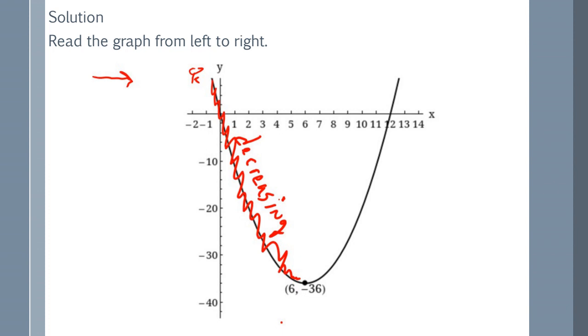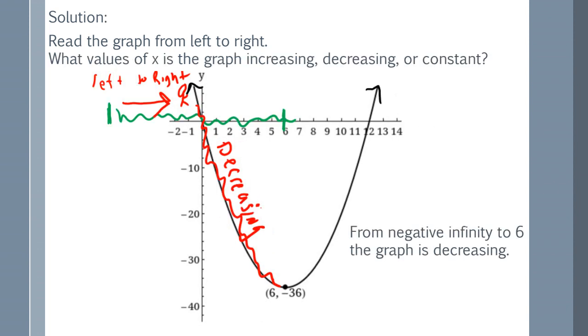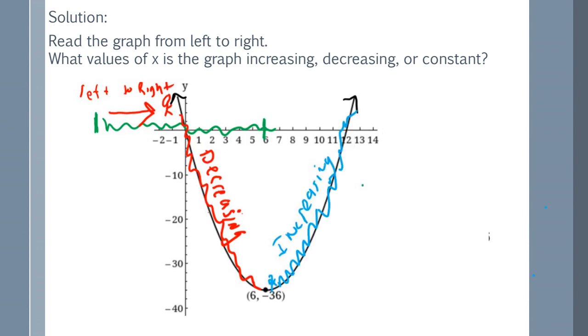Again, we're reading the graphs from left to right. From negative infinity, the graph is going down, down, down, down. That means that it's decreasing. And here at 6, we stop going down, and then we change to going up, right? We have some funny little pictures here. So from 6 to infinity, you see that our graph is increasing and it's in blue.